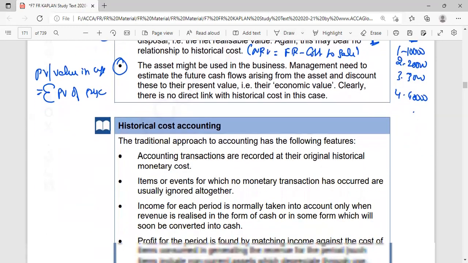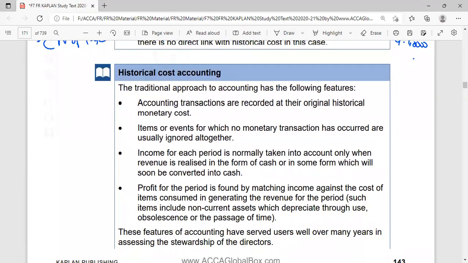Clear? Then coming to historical cost. In the case of historical cost accounting, what happens? Here we record only transactions already incurred.